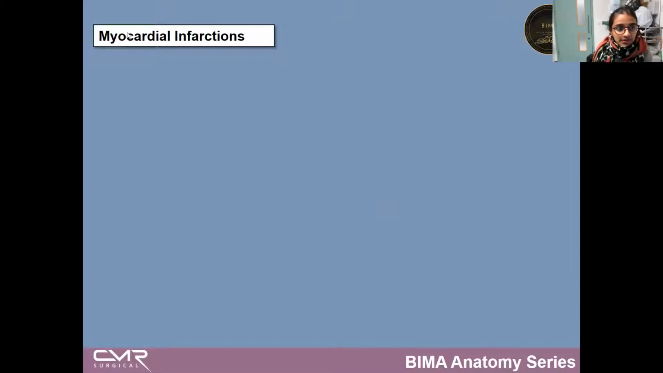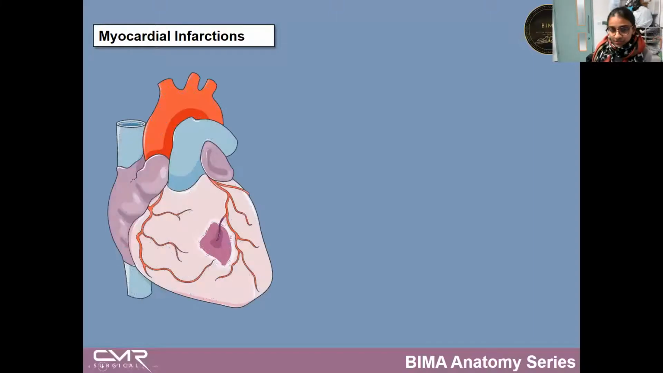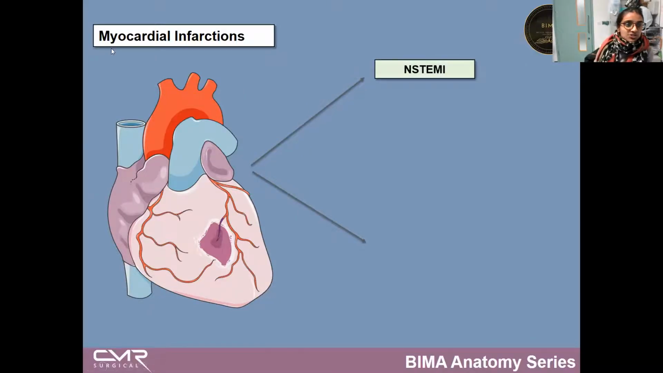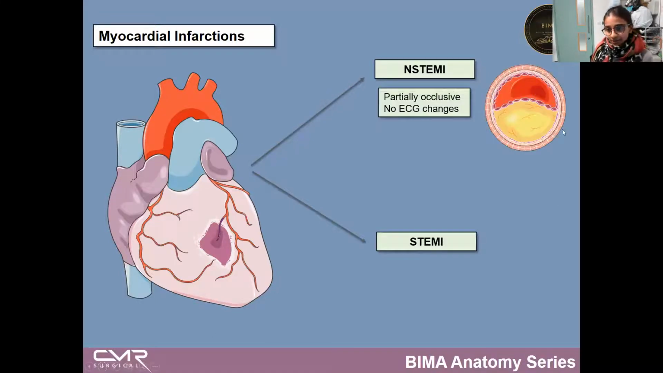So now, logically, moving on to myocardial infarctions, which is when you have a blockage of one of the coronary arteries. And as I'm sure you all know, we've got two types of MIs. So firstly, we've got our NSTEMIs, which are not as bad because they're not fully occlusive. So as you can see in this diagram, usually the thrombus or the atherosclerosis isn't entirely blocking the artery. So the heart is still getting a little bit of blood flow, just not as much as it needs.